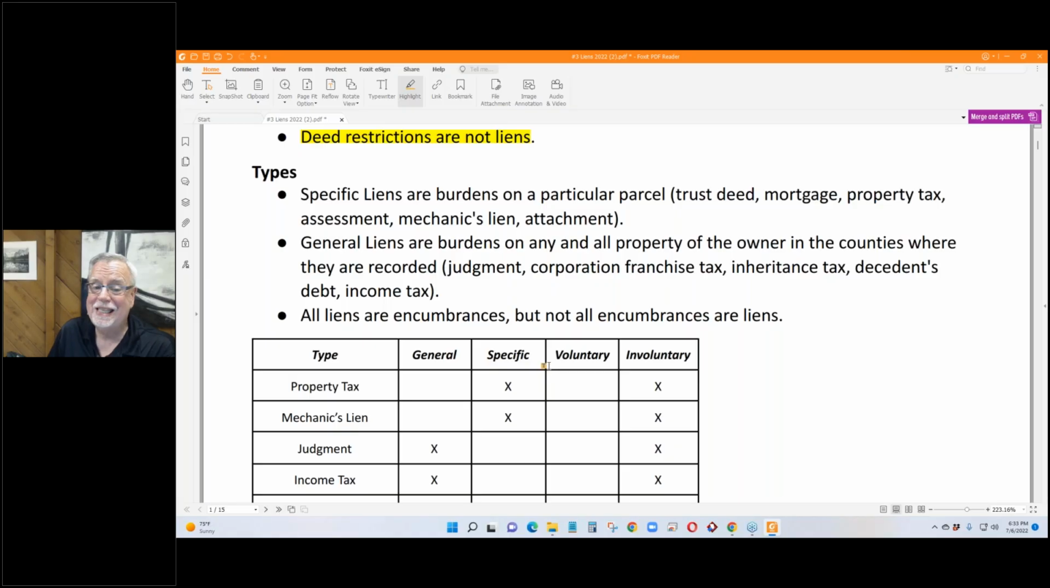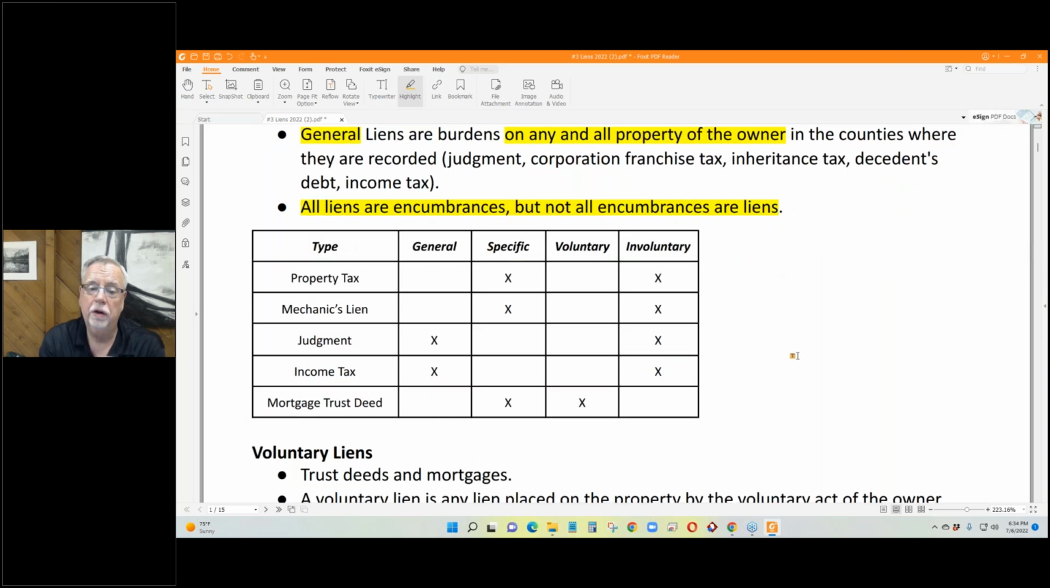Now, the Department of Real Estate is keen that you know the difference between general and specific, voluntary and involuntary. If the lien is specific, it means it's on a particular parcel, maybe more than one. If it is a general lien, it's on any and all property of the owner in the county where it is recorded. All liens are encumbrances, right? But not all encumbrances are liens. So here are the common types of liens that the Department of Real Estate is likely to ask about. And breaking it down, is it general or specific? Is it voluntary or involuntary? You can see most liens are not voluntary.